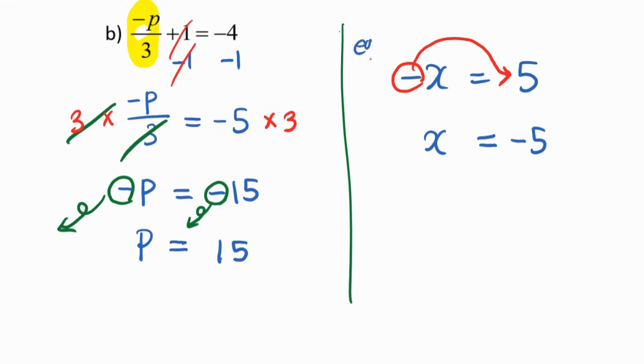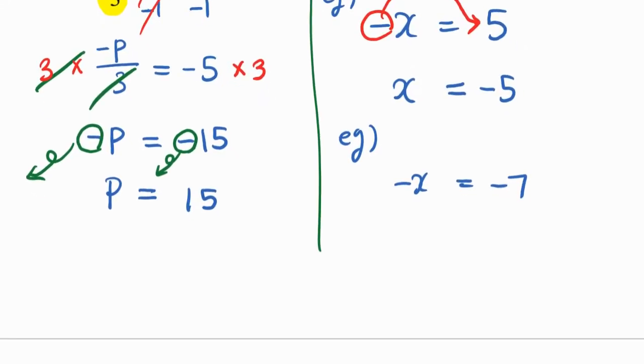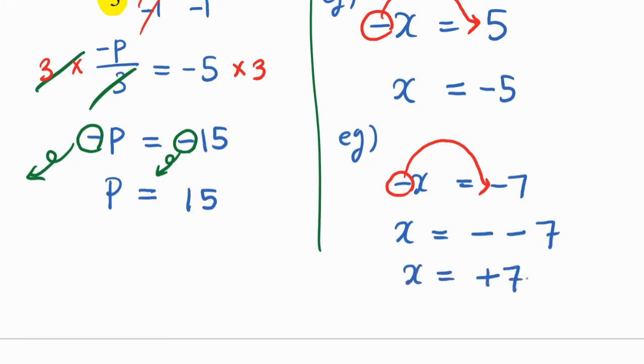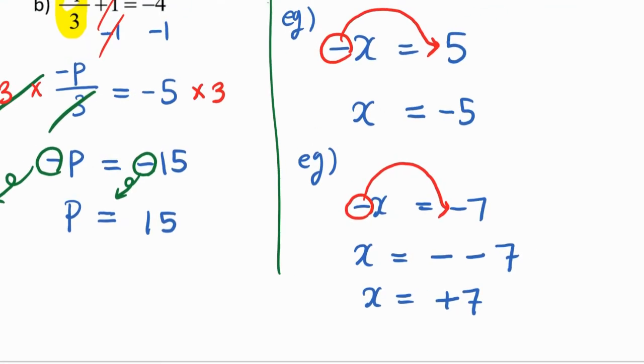Then what if I have negative x equals, say, negative 7? Then what is x? Same thing. We can simply move this negative sign to the other side. Then I have x equals negative negative 7. When negative signs are multiplied together, it becomes positive. So x equals positive 7. The answer is x equals 7.